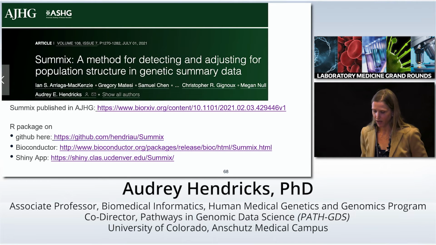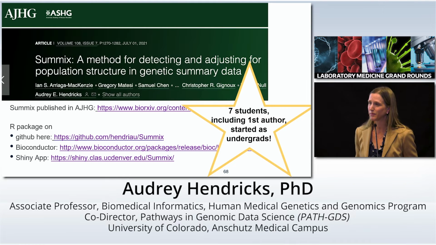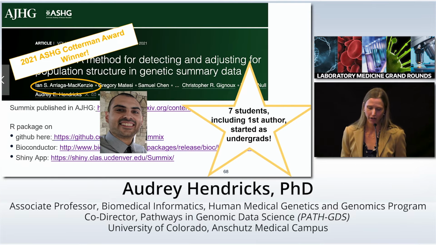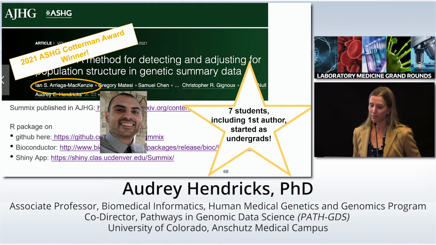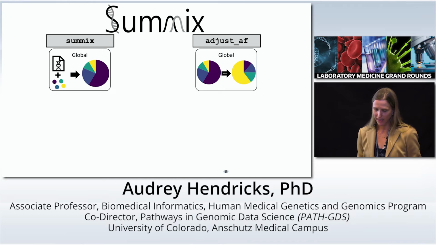So this paper came out in 2021. I really love to highlight that 7 students on this paper started with me as undergraduates, including first author Ian Arriaga Mackenzie, who was the 2021 ASHG Cotterman Award winner. So we've continued our work with ΓÇÜomics.